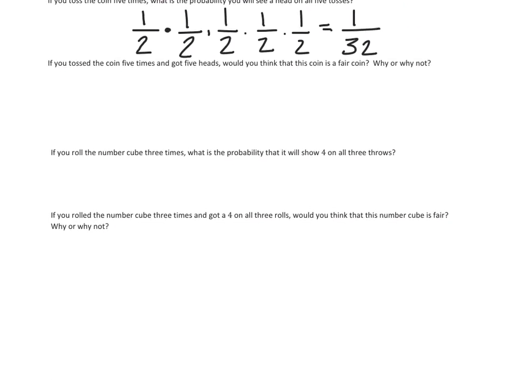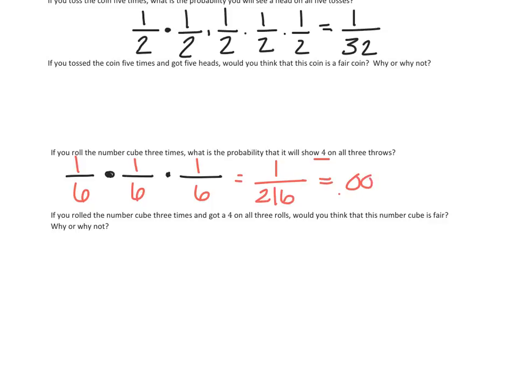If you roll a number cube 3 times, what is the probability that it will show a 4 on all 3 throws? Okay, well, that means I want a 4 on the first try, and a 4 on the second try, and a 4 on the third try. And again, these are all independent. Whatever I roll on the first try has nothing to do with the outcome of the second try. So I can get a 4 1 out of 6 ways, and then I'll roll it again, and I can still get a 4 1 out of 6 ways, and 1 out of 6 ways on the third try. So I would say that's 1 times 1 times 1 is 1, 6 times 6 times 6, 216, or approximately 0.005.